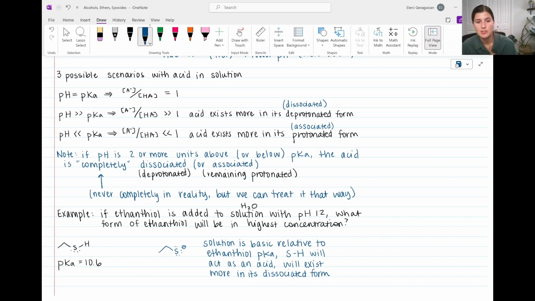Now the pH is not fully 2 units above, so we still say that these two forms, I'm just going to draw a really long arrow here, are in equilibrium with each other, but the dissociated version is in higher concentration than the associated version. So we will talk about pH and pKa in context for the rest of the semester, so they'll become relevant in the different reactions that we'll learn in our future units.